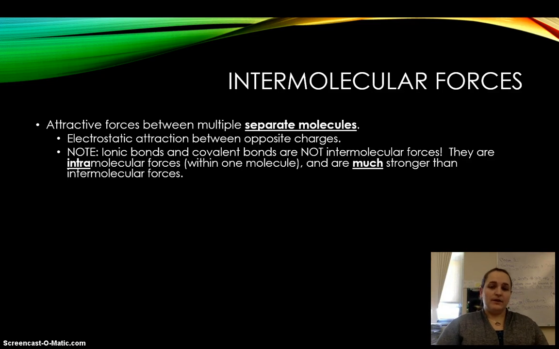We're going to talk about the relative strengths of the intermolecular forces, but all of them are much, much weaker than ionic or covalent bonds, which are intramolecular forces within one molecule. So if intermolecular forces are like weak magnets holding things together, ionic or covalent bonds are like superglue. You can pull apart some weak magnets relatively easily, but two things that are superglued together are going to take a lot more work to pull apart. They're much, much more strongly held together.